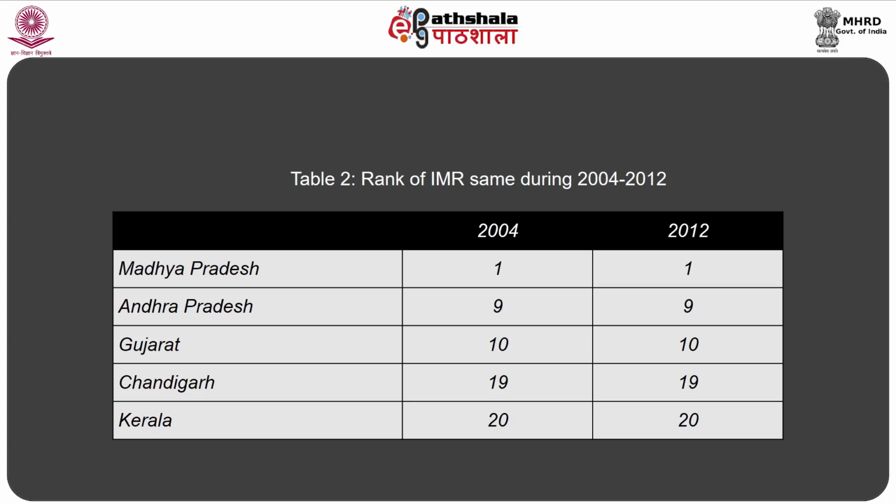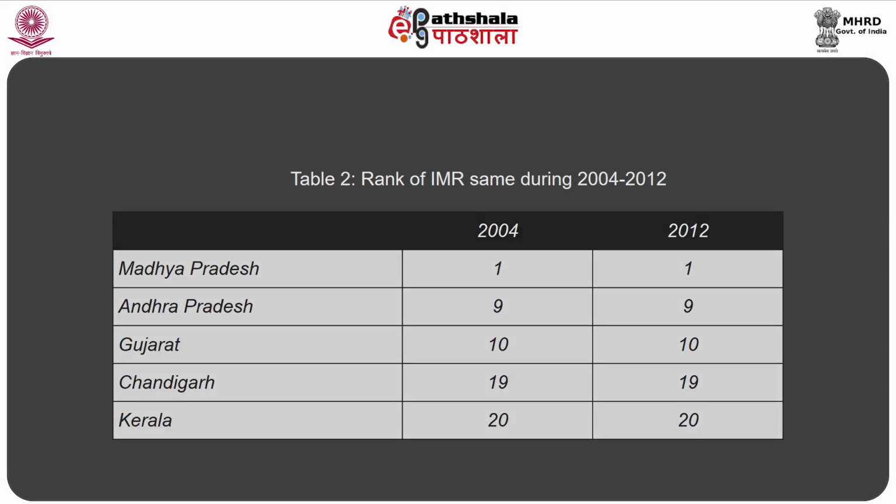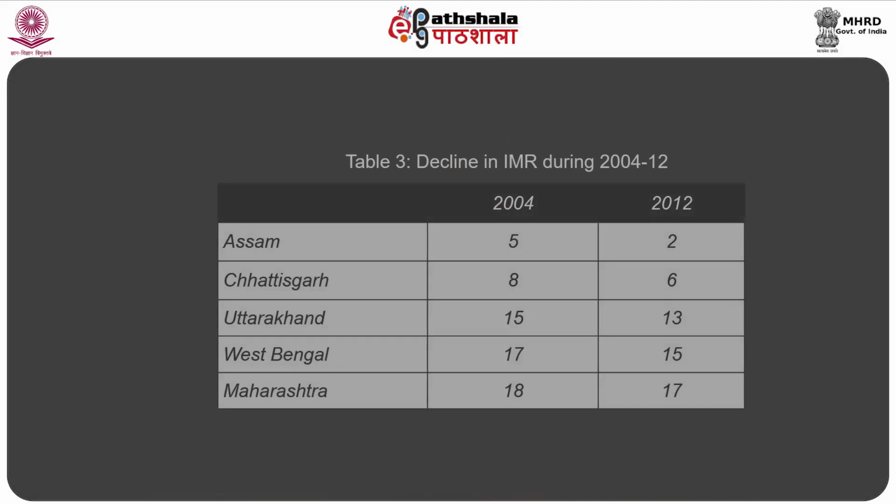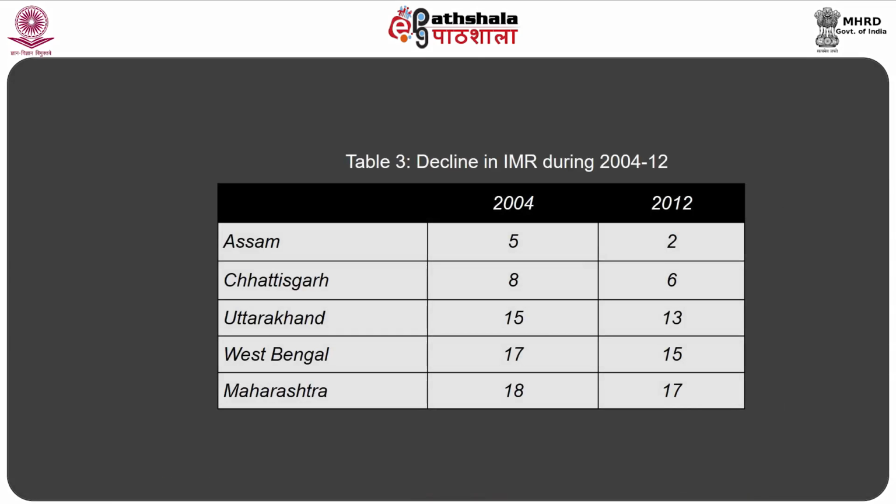IMR declined in 5 states, namely Assam, Chhattisgarh, Uttarakhand, West Bengal and Maharashtra. Among these states, Assam and Chhattisgarh show a 2 rank decline and the others a 1 rank decline, Table 3. In 9 states, IMR increased in 2012 when compared to 2004. Among these 9 states, in Punjab and Tamil Nadu, which are progressive states, IMR increased 2 rank status when compared to the other 7 states in that category, Table 4.